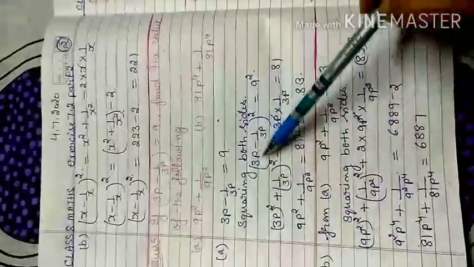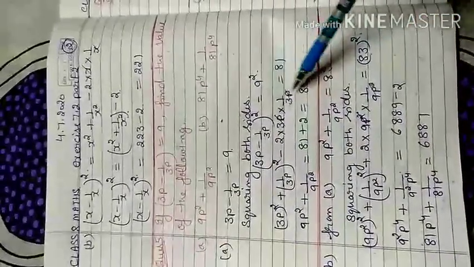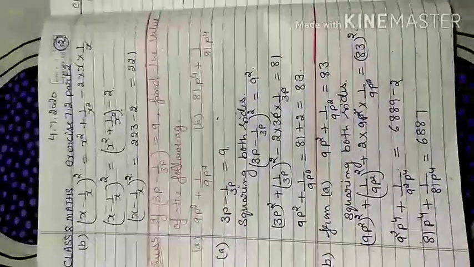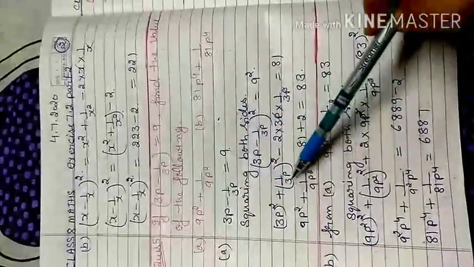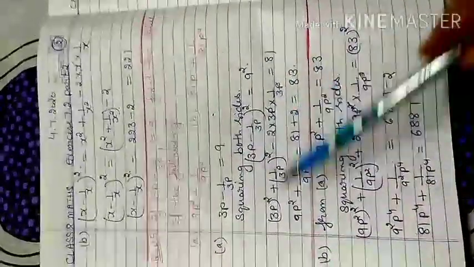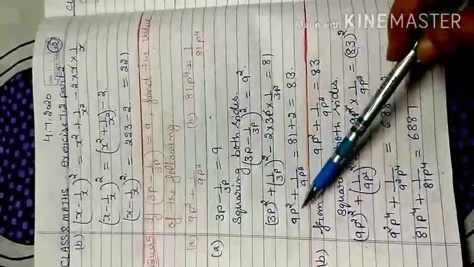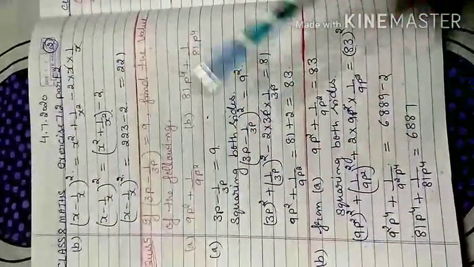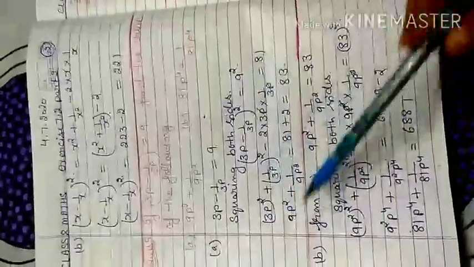First squaring both sides, (a minus b) whole square formula, first term square plus second term square minus 2 into first term into second term, and 9 square gives me 81, because when you are going to square, both left side and right side will be squared. 3p square gives me 9p square plus 1 by 9p square, 81 minus 2, shifted to another side, gives me 83. So that is my required answer of a part. But if I have to find the 81p4, if you look at this term 9p square, if you multiply this 2 times, that gives you 81p4, and this also squared gives you 81p4. So that means we have to continue from this equation.